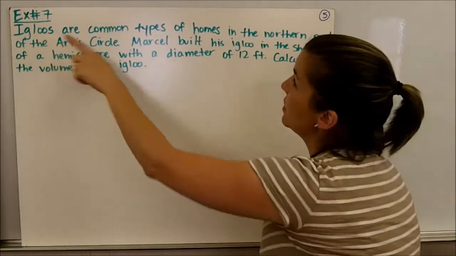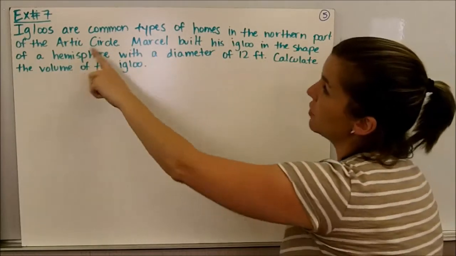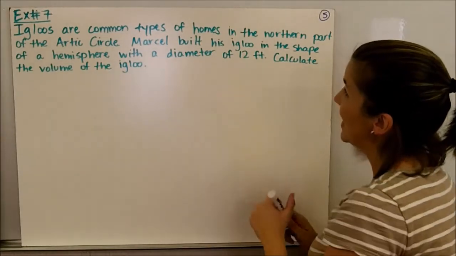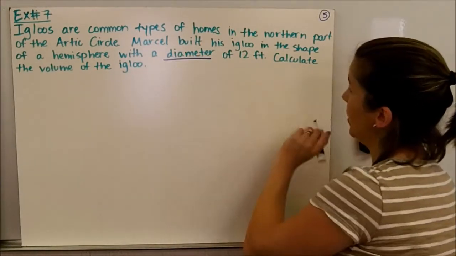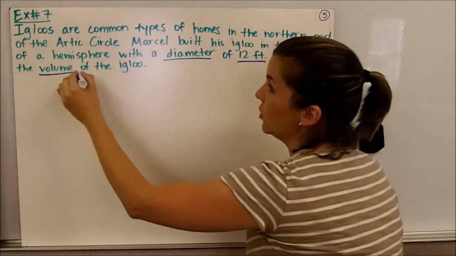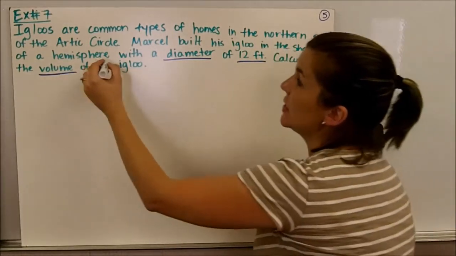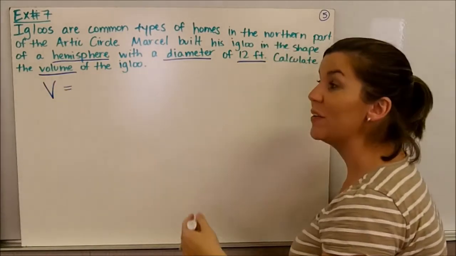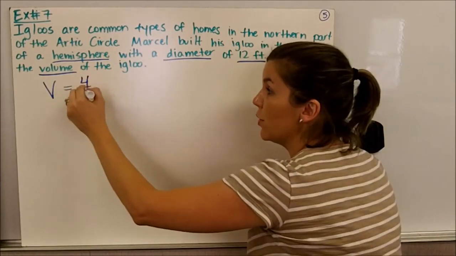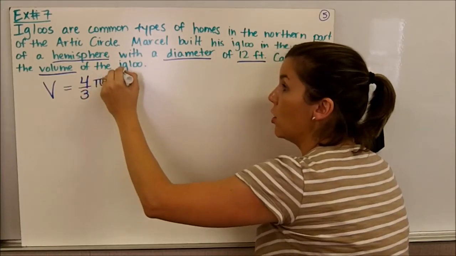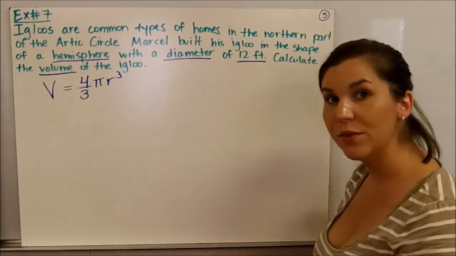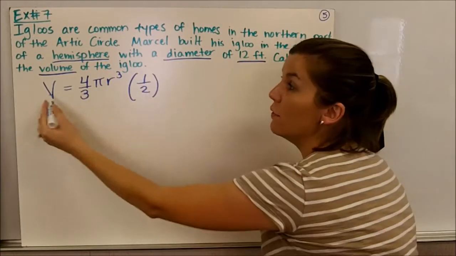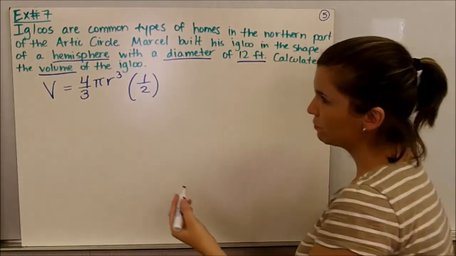Igloos are common types of homes in the northern part of the Arctic Circle. Marcel built his igloo in the shape of a hemisphere with a diameter of 12 feet. Calculate the volume of the igloo. So this is a hemisphere. Well, I know that the formula for volume of a sphere is 4/3 pi r cubed. And a hemisphere, hemi means half, so half of that will be the volume of a hemisphere.